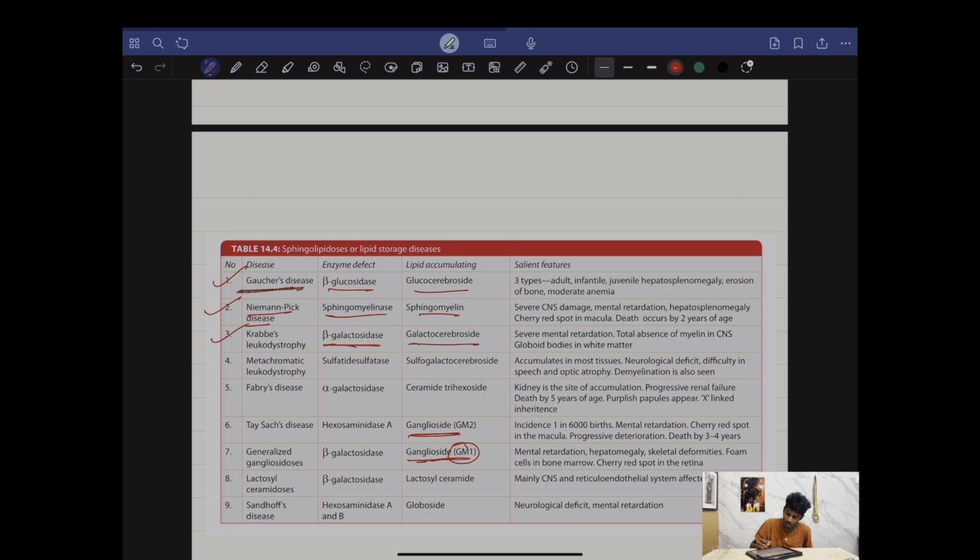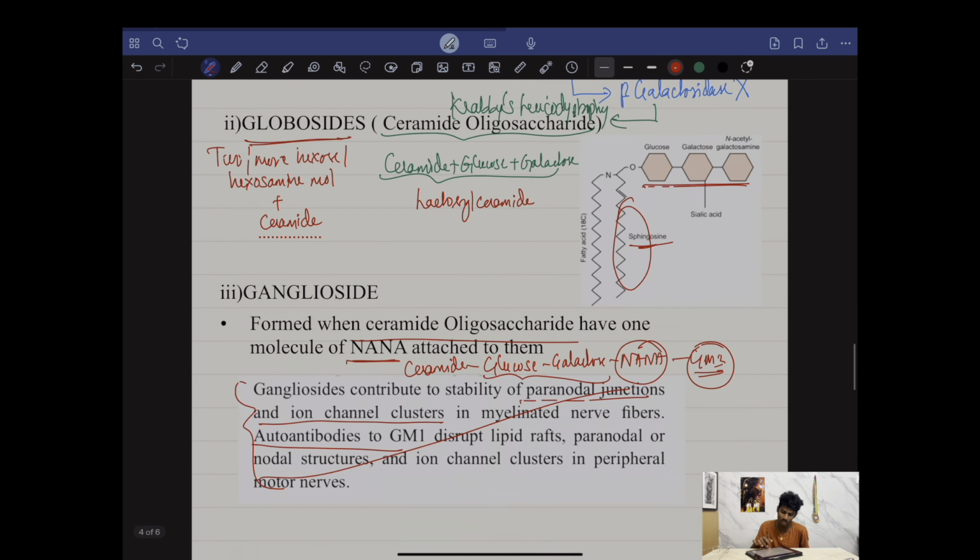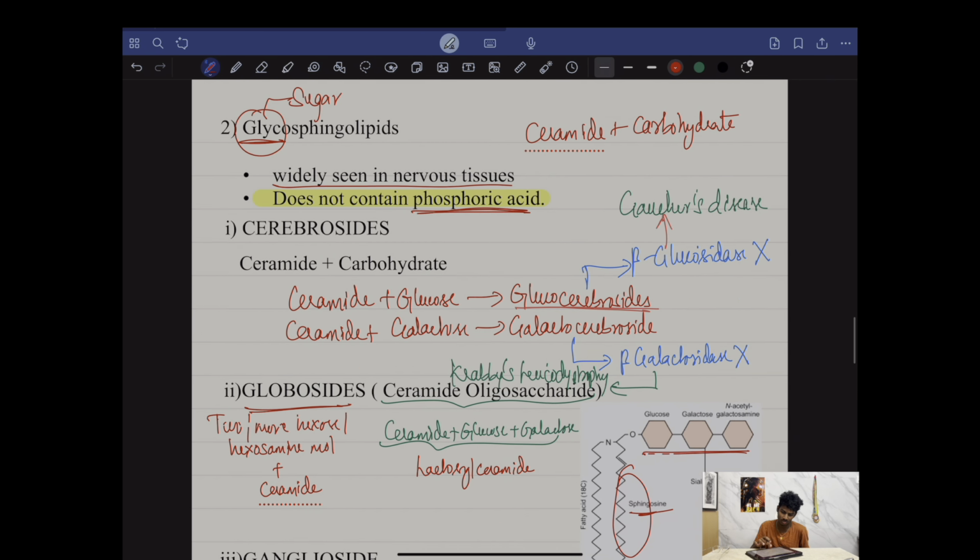If GM1 is accumulating, there will be a deficiency of beta galactosidase, because with 4 sugars there may be more galactose, so I can say beta galactosidase. Next, Tay-Sachs disease: ganglioside GM2, hexosaminidase A. We have discussed the definition of a ganglioside. What is the definition of a ganglioside? I have discussed it.